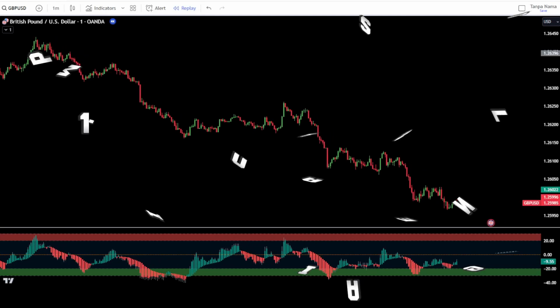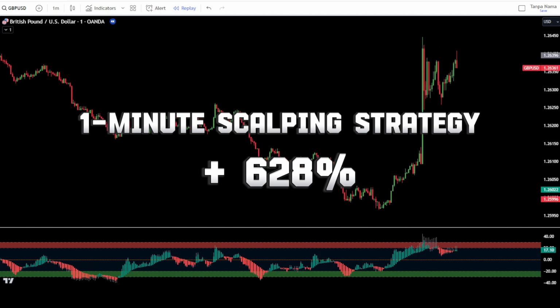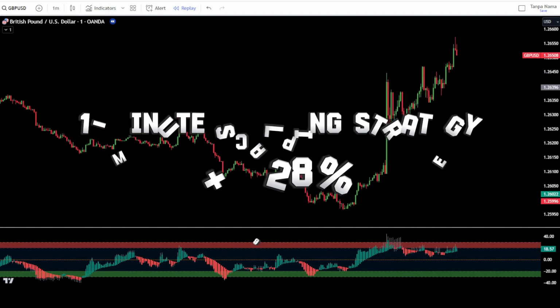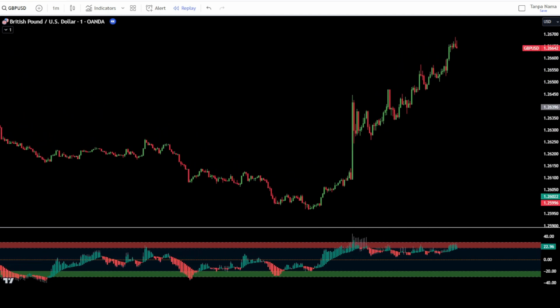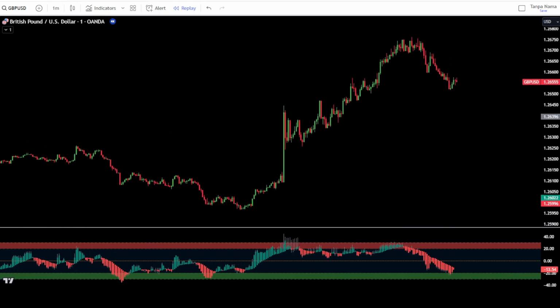In this video, we will discuss a 1-minute scalping strategy that can generate a 628% profit in just 100 trades. This 1-minute scalping strategy will only utilize 2 indicators that are available for free on the TradingView platform.